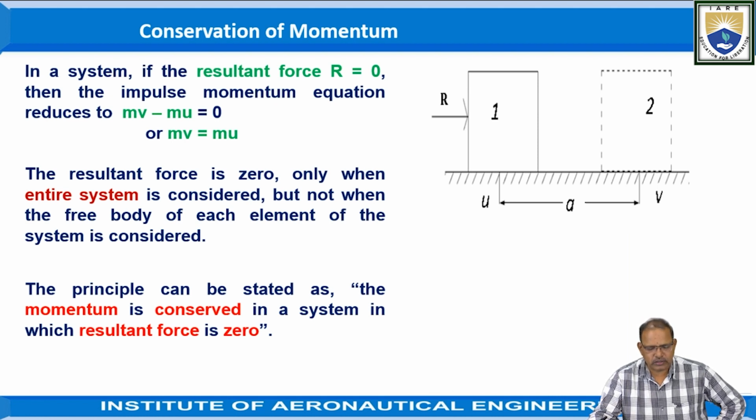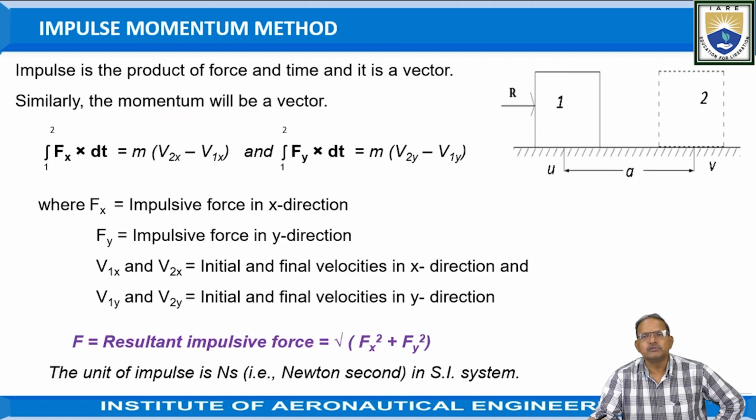Hence, the conservation of momentum can be stated as: momentum is conserved in a system in which the resultant force is 0. That is, the momentum possessed by the body remains constant. Impulse momentum method. Impulse is the product of force and time, and it is a vector quantity. Similarly, momentum is the product of mass and velocity, and it is also a vector quantity.